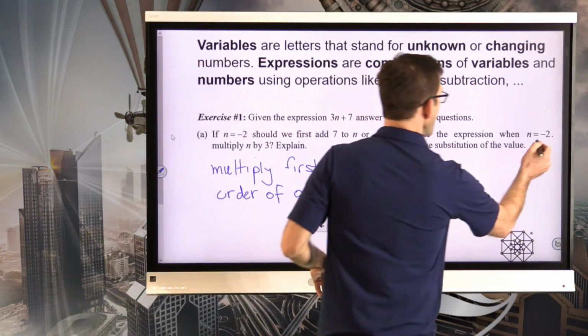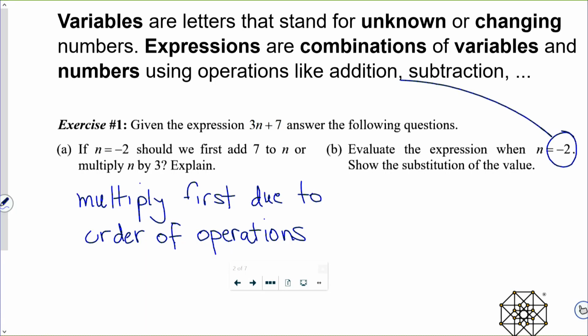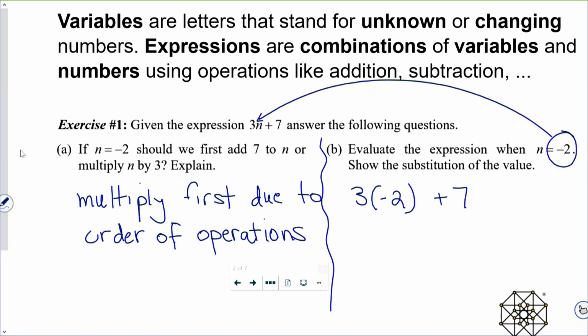All right, so here we go. I'm going to take my n equals -2, and I'm going to substitute it in there. And very often when I've got this kind of multiplication going on, I'll show that multiplication with a very strange looking 3 and by putting the -2 in parentheses. This now tells me that I should do this first. 3 times -2, a positive times a negative is a negative, and that's -6. And then -6 plus 7, we've got some cancellation going on there, gives me just a +1.